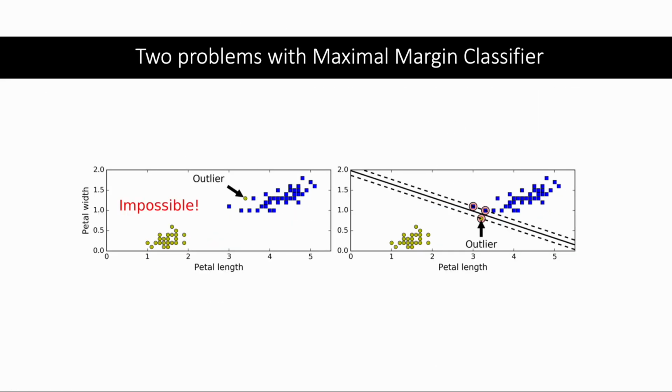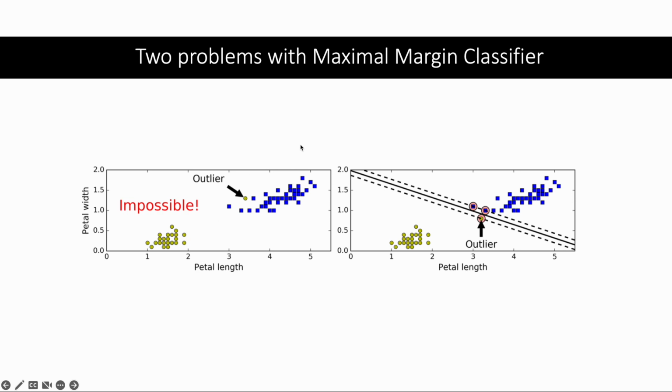Now, maximal margin classifier looks very good, but it suffers from two problems. Can you guess what these problems are? They are listed over here. The first problem is, let's say we have an outlier. These green circles were setosa and the squares were versicolor. Let's say we have one observation falling over here, which is clearly an outlier. Can our maximal margin classifier do a job of linearly separating these two classes?